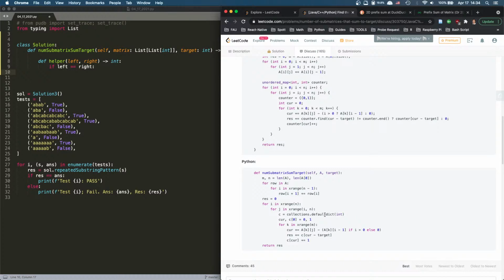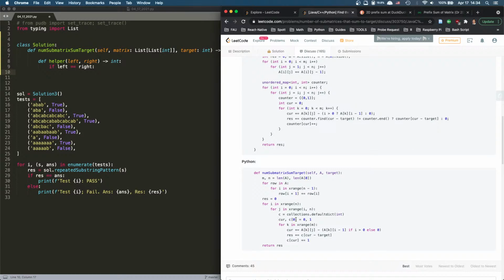Okay. Let me draw some stuff. All right. So we have cumulative sum on the rows. So we have this, and then we have 0, 1, 1, 1, 1, 2, 0, 1, 1, right? So cumulative sum on the rows. And then it says that we are going to find, so this cumulative sum on the rows. Let's just focus on here.